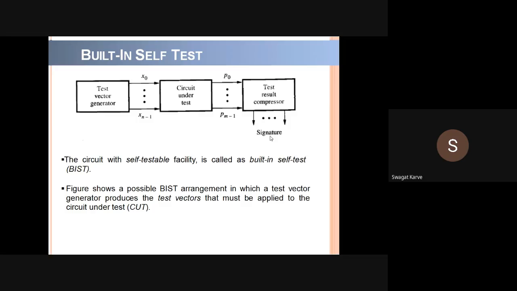Now today we are going to discuss this built-in self-test circuit. Okay, now what do you mean by this built-in self-test circuit? What are the different models, or types, of this built-in self-test that we can use? So all that we are going to discuss today.